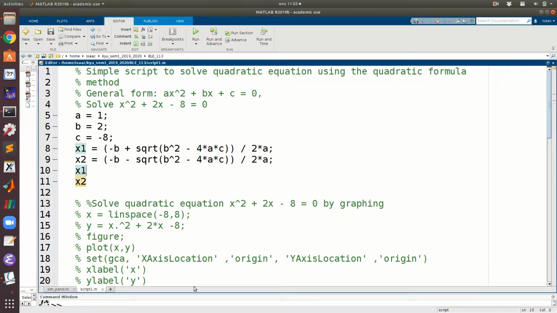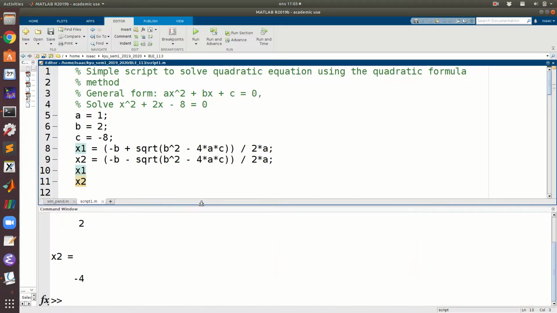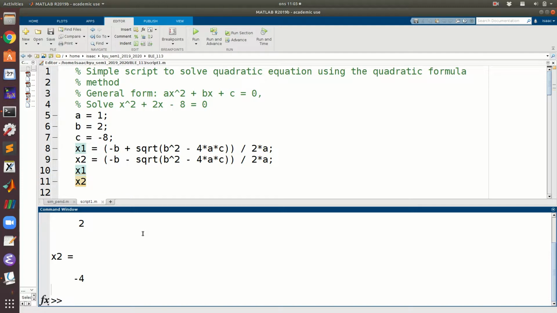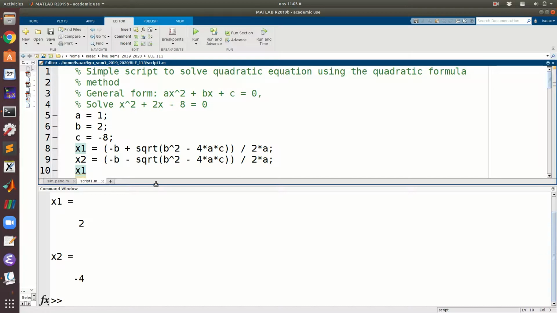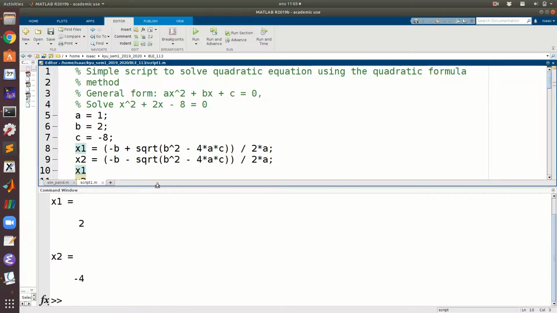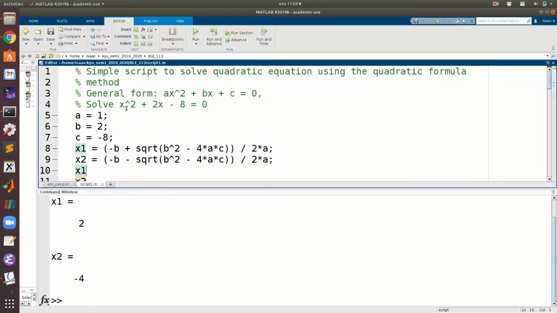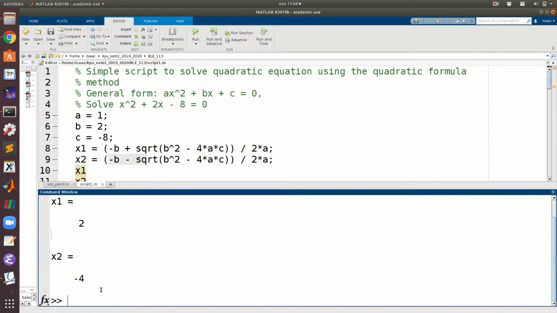I should have done that before, and this also. Maybe I'll just do this so that we can see it as it runs. So we run, and here we are. The value of x1 is 2 and the value of x2 is minus 4. Surely you can substitute either x is 2 or x is minus 4 in here and it should satisfy the equation. So it is just as simple as this.